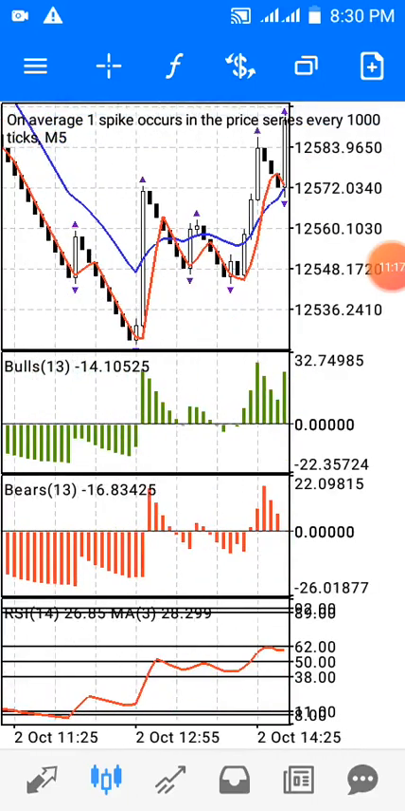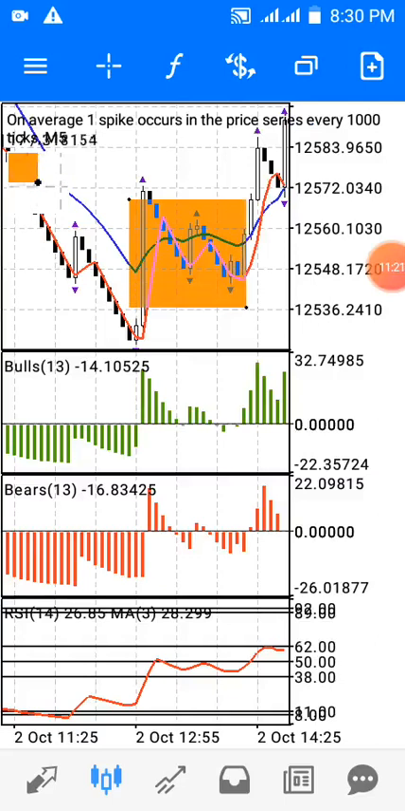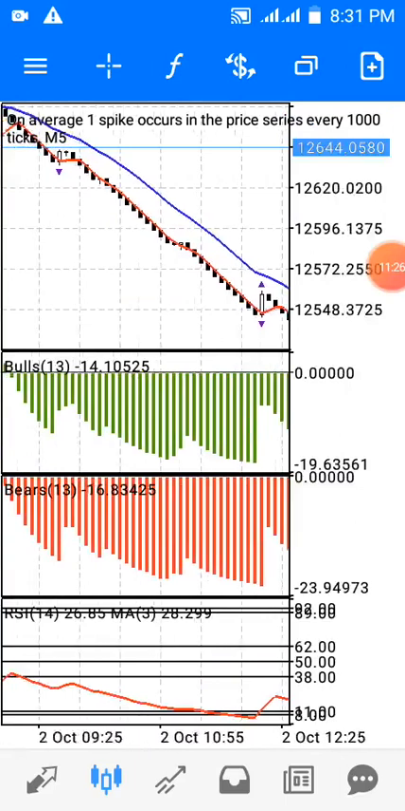Just ride and ride. Now you can see what happened here. The red line starts to touch the blue line. You know it's the end of the downtrend. You may start to buy. So that's that about this strategy.